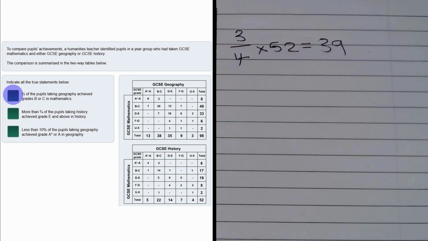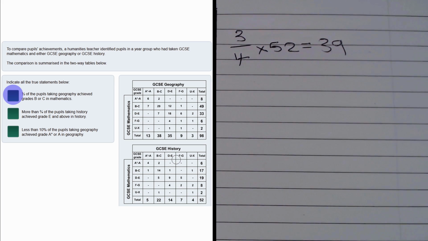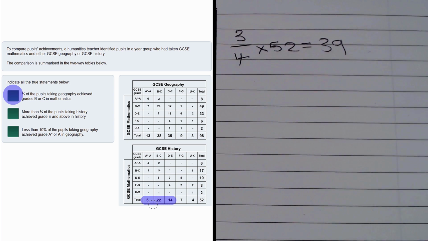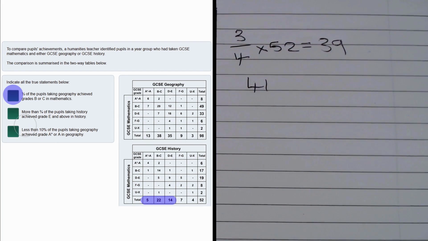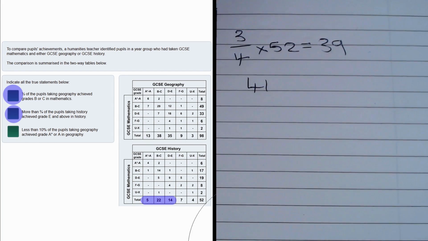So we need to check that more than 39 pupils achieved a grade E and above in history. Well, let's have a look at the history table. If they got an E or above, that means they got either an A star, an A, a B, a C, a D, or an E. So we just need to add up these three totals here. So we need to do 5 plus 22 plus 14. And when we do that, we get 41. So we can see that this statement is also true.